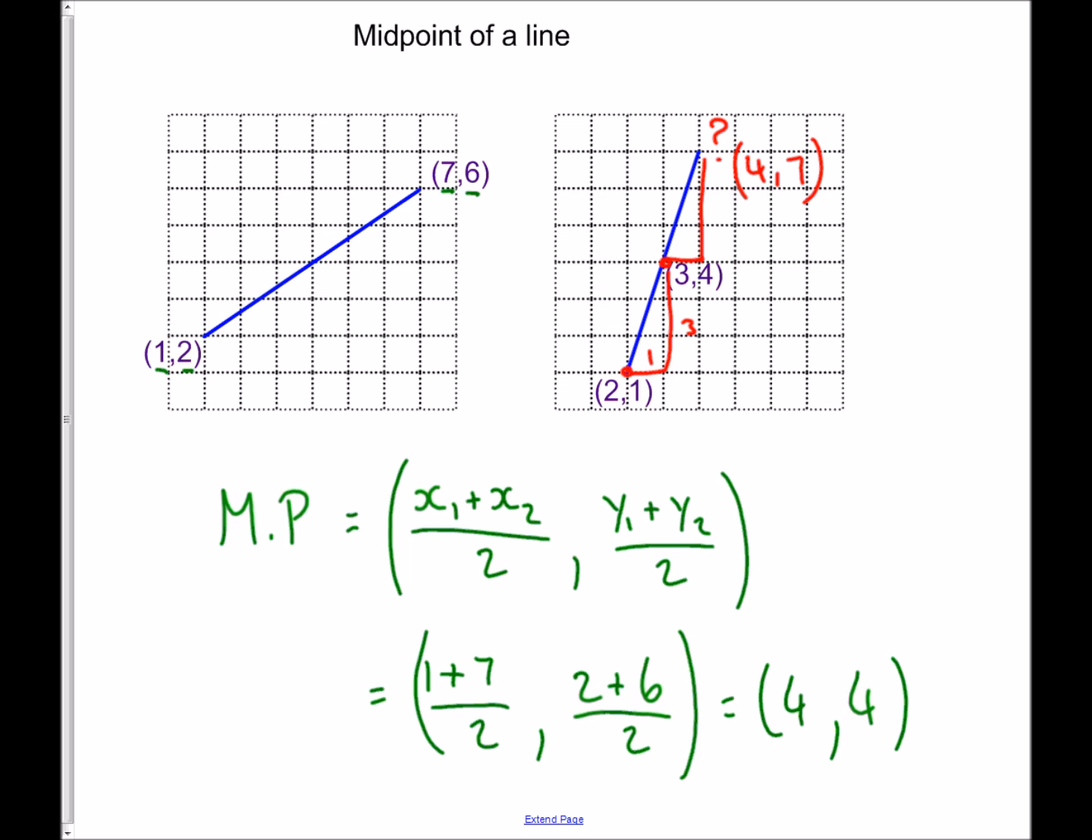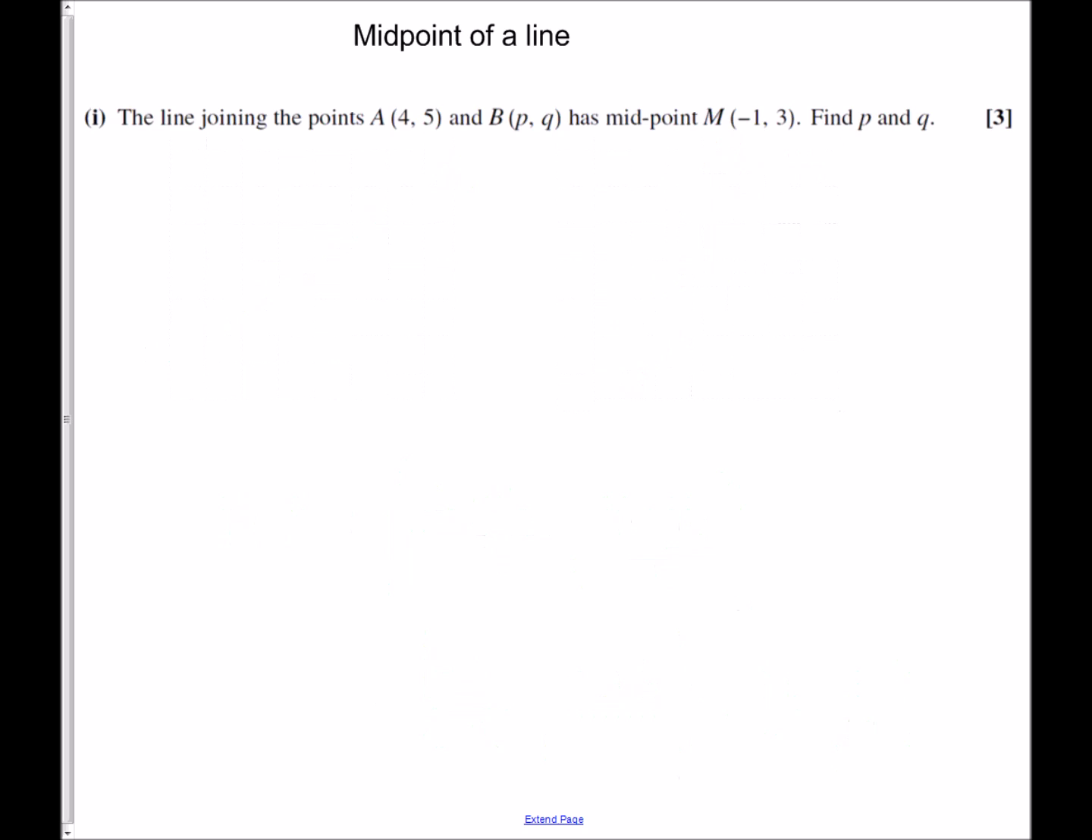Let's have a look at a couple of exam questions involving the midpoint. So the first one is taken from an OCR paper. It says the line joining the points A at 4, 5 and B at P, Q has a midpoint M at -1, 3. Find P and Q. Well, just like I've been recommending before, if we're not sure what's going on, let's draw a picture. Well, we've got points A and B and a line joining them. A is at 4, 5, B is at P, Q, and then the second bit of information tells me that the midpoint of my line, M, is at -1, 3.